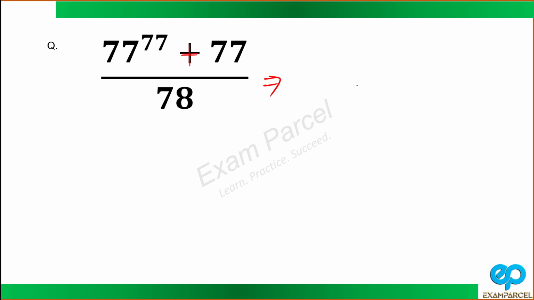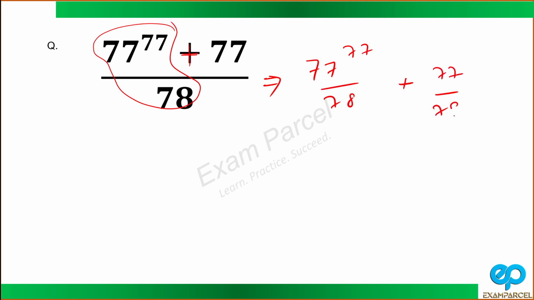Now, as I have discussed in the first lecture, we can break these 2 separately, right? We can simplify this as 77^77 by 78 plus 77 by 78. Okay. Now focus on this part. So 77 by 78, what would be my remainder?